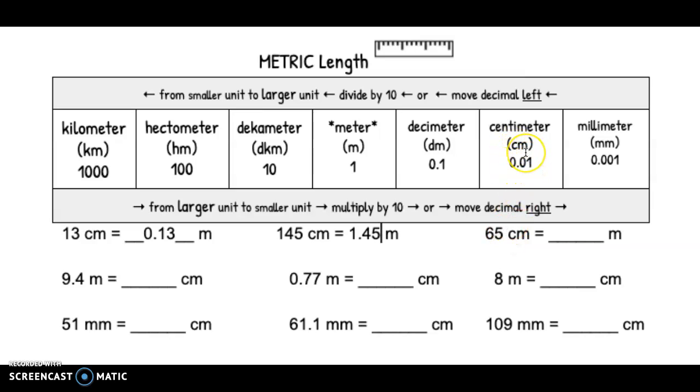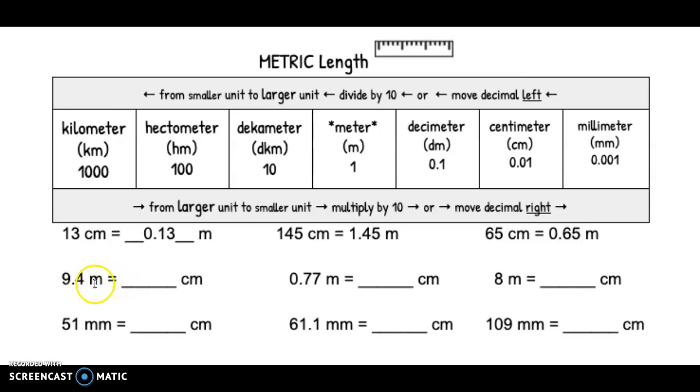Here we have 65 centimeters. Let's put our finger here on the centimeters and see that it's 2 hops to the left. So my decimal, which right now is behind the 5, has to move 2 hops to the left. My answer would be 0.65 meters.